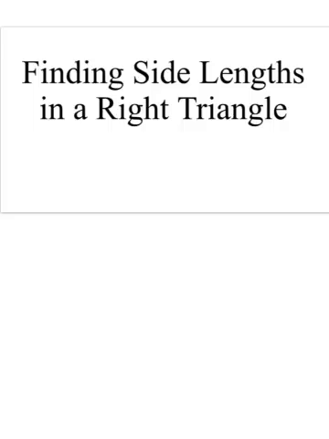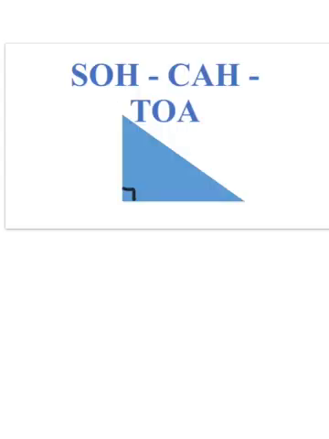Today we're going to continue using our SOHCAHTOA, but today we're going to use it to find side lengths in a right triangle. Just as a reminder, we're using SOHCAHTOA. Remember, the S stands for sine, and for sine we're going to use the opposite side and the hypotenuse side. For cosine we're going to use the adjacent side and the hypotenuse side, and for tangent we're going to use the opposite side and the adjacent side.